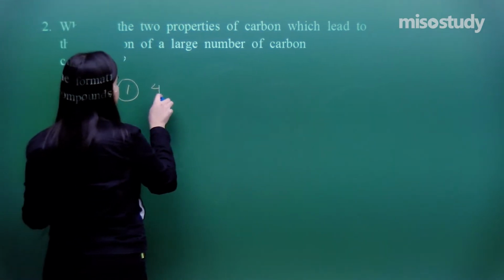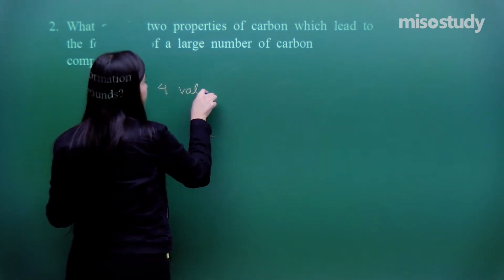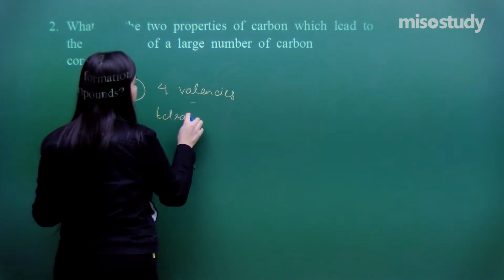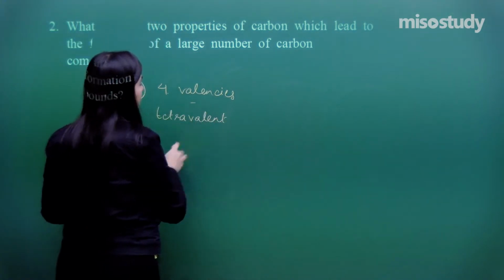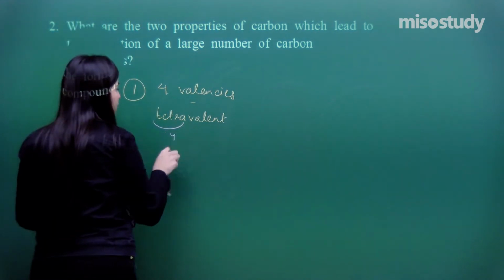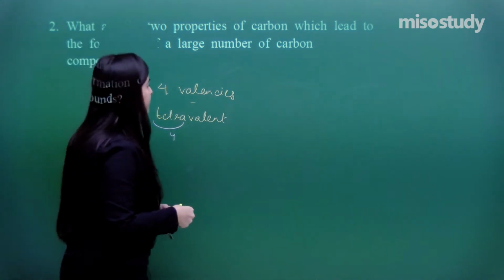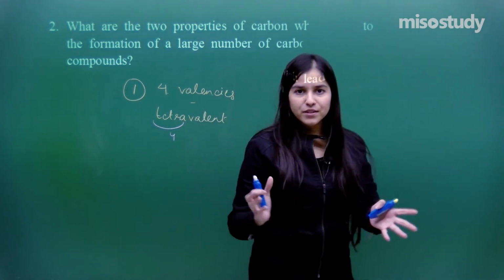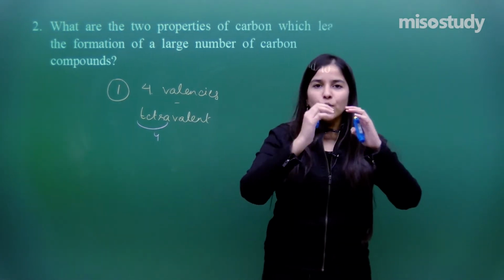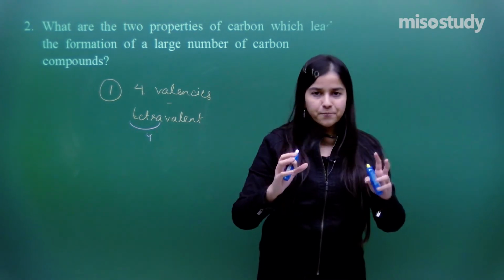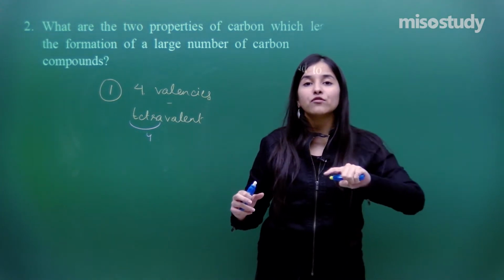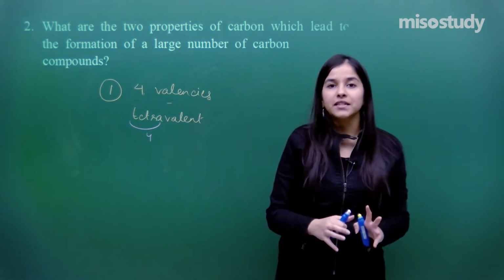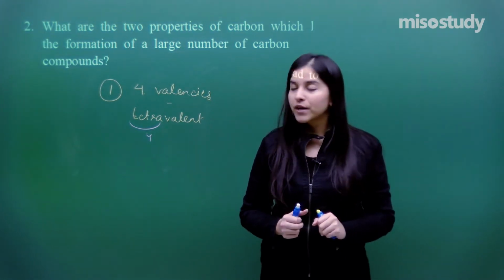It is having 4 valencies. That means it is also known as tetravalent. What is this term tetravalent? Tetra means 4, valent means having valencies. That means it is capable of having 4 vacant spaces which can lead to the formation of various kinds of structures, each carbon capable of joining with 4 substances. So that is how it can form a gigantic network of atoms.